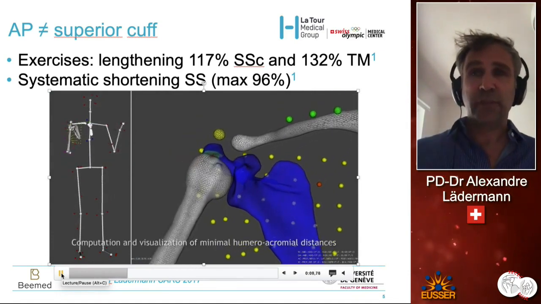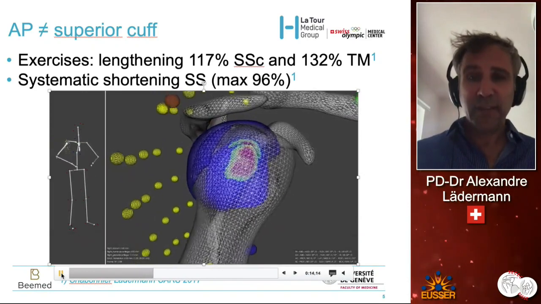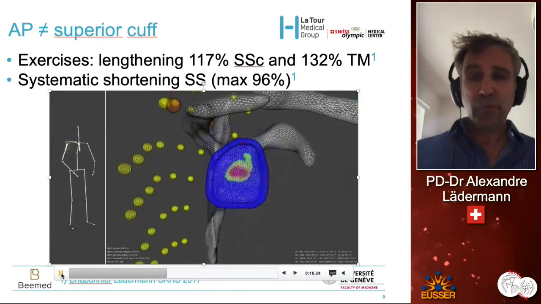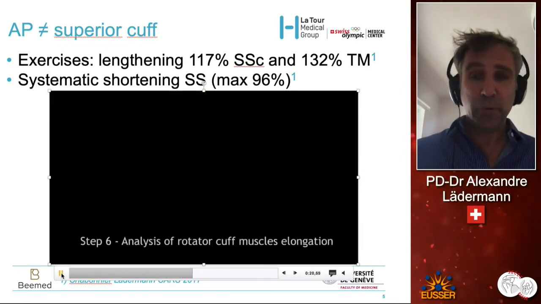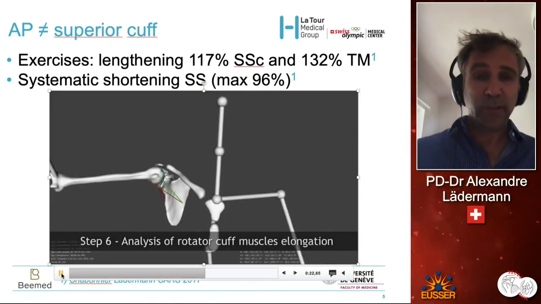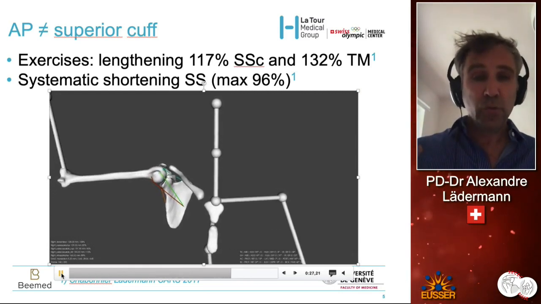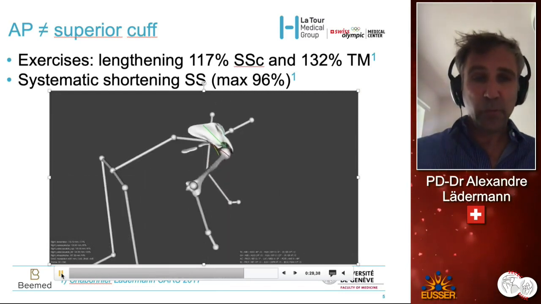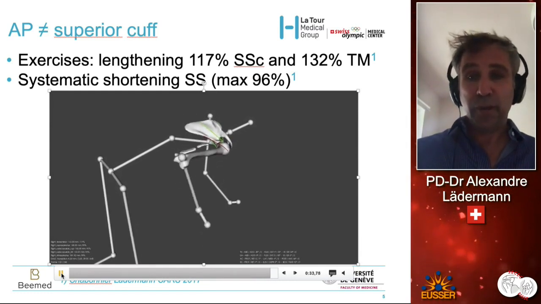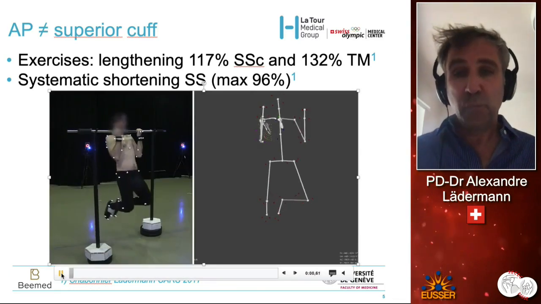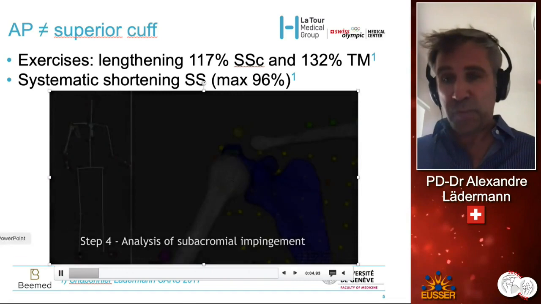So we are able nowadays to analyze precisely what happens in the joint: the subacromial space, the contact on the cartilage, contact on the labrum, but also the muscle lengthening. Interestingly, if you move the subscapularis, there is an important lengthening of up to 170%, and it's even worse for the teres minor, 132%. So it's not safe to stimulate these muscles postoperatively because such lengthening could destroy your repair. This is not the case for the supraspinatus, because there is always a shortening of the supraspinatus.